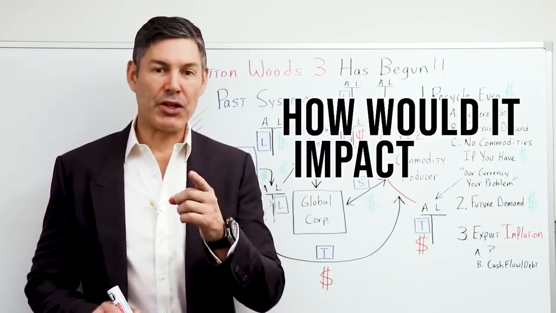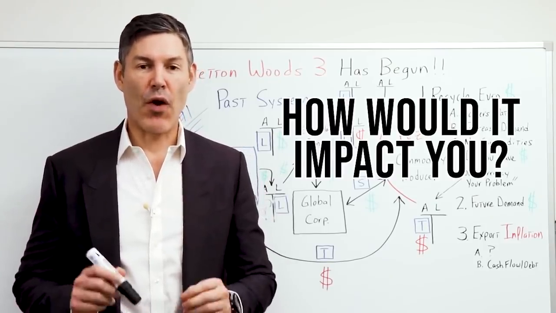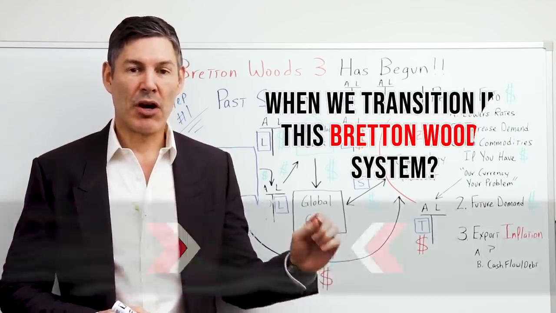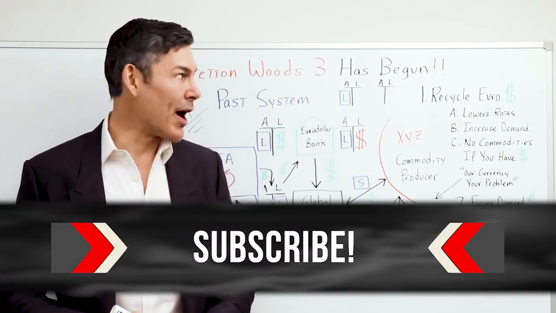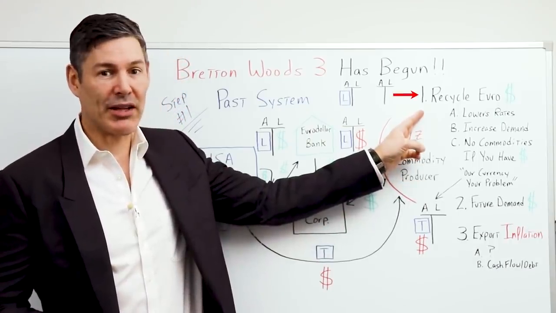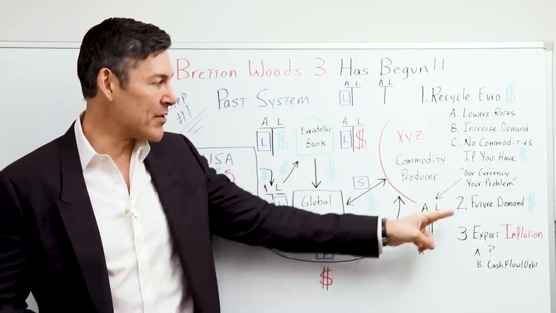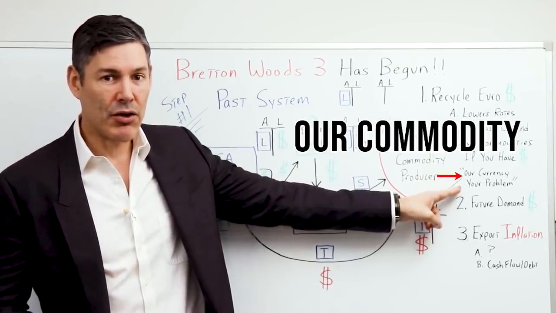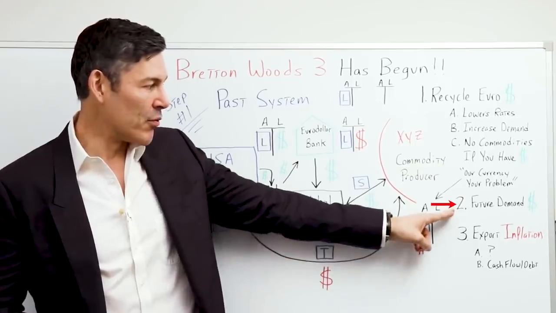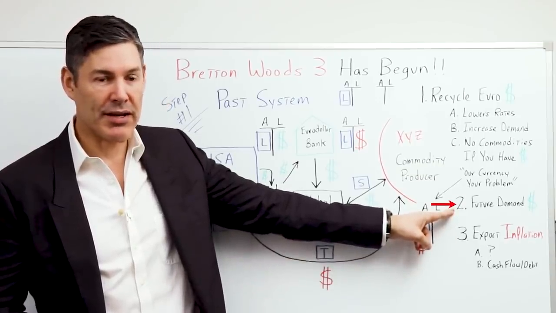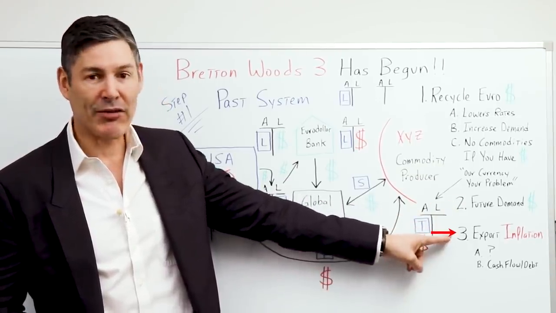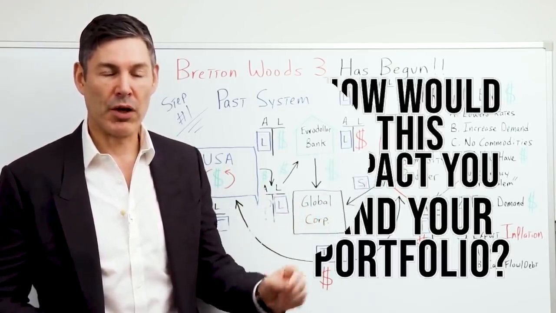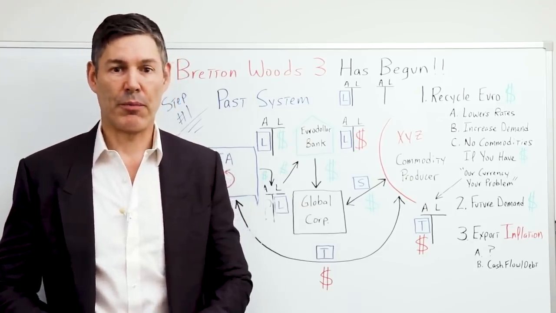So how will it impact you, the viewer watching this video right now, when we transition into this Bretton Woods 3 system, according to Zoltan? Meaning, what happens when the Eurodollar system is no longer recycling those Eurodollars into treasuries? What happens when it's no longer our currency, your problem, but it's our commodity, your problem? What happens when there's no more future demand for dollars outside of the United States, or very little, and we can't export that inflation? How will this impact you and your portfolio? We're going to discuss that more throughout the rest of this video.